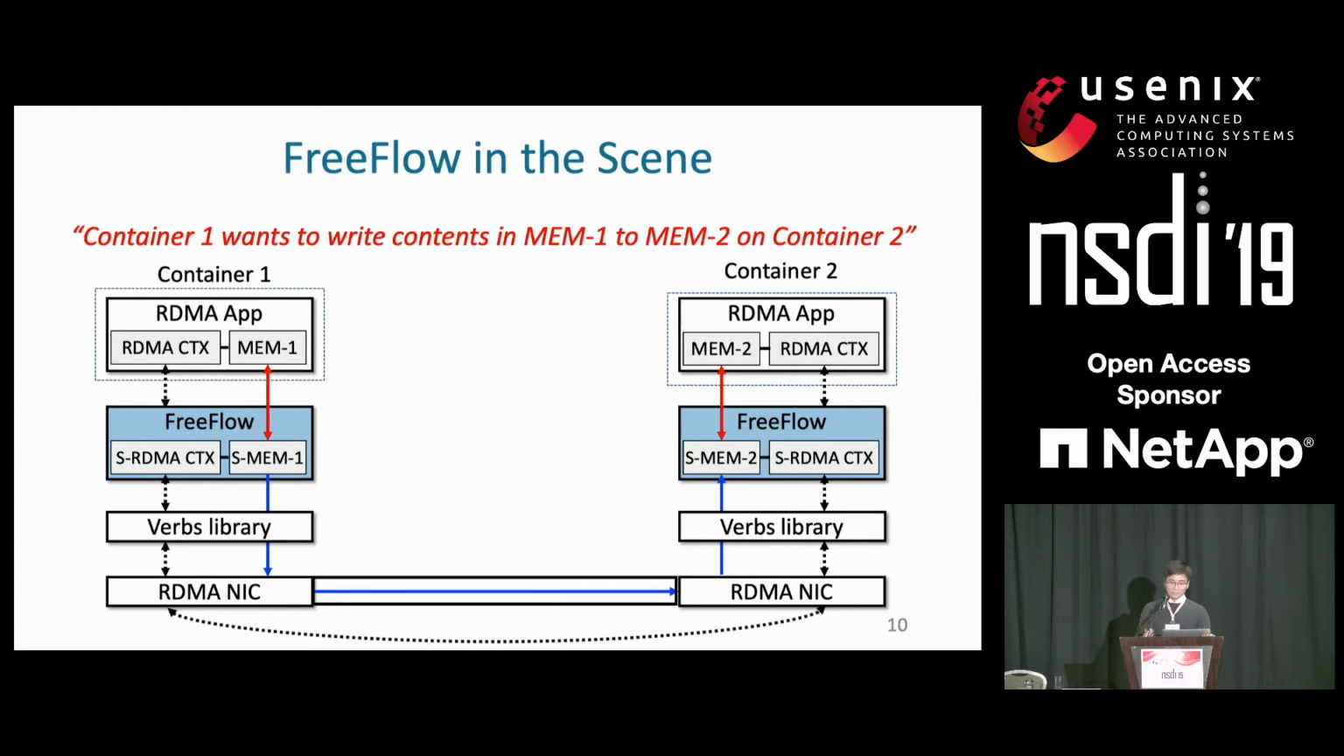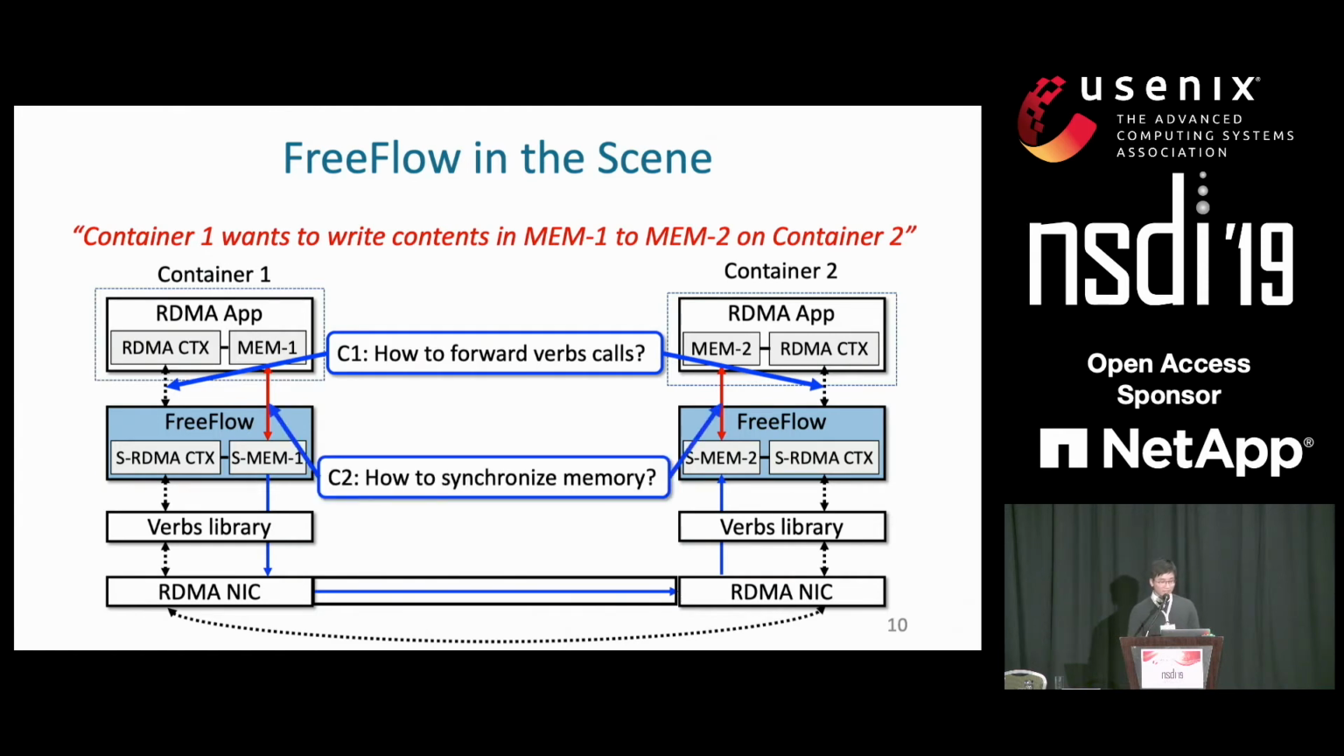Well, it sounds like a simple idea. There are two key challenges to achieving this. The first one is how to forward verbs calls from the app to the FreeFlow layer efficiently. And the second challenge is how to synchronize the shadow and application memory regions without incurring much system resource overhead. I'll explain how we solve these challenges in the next slides.